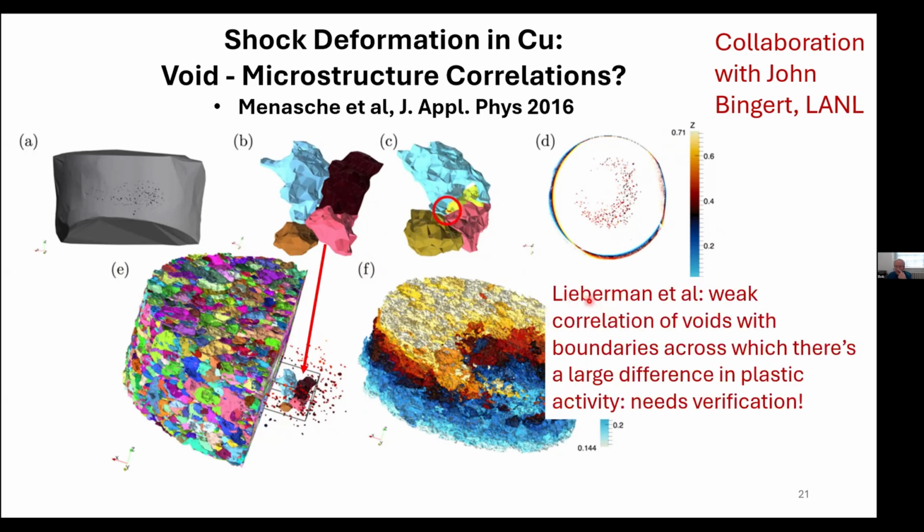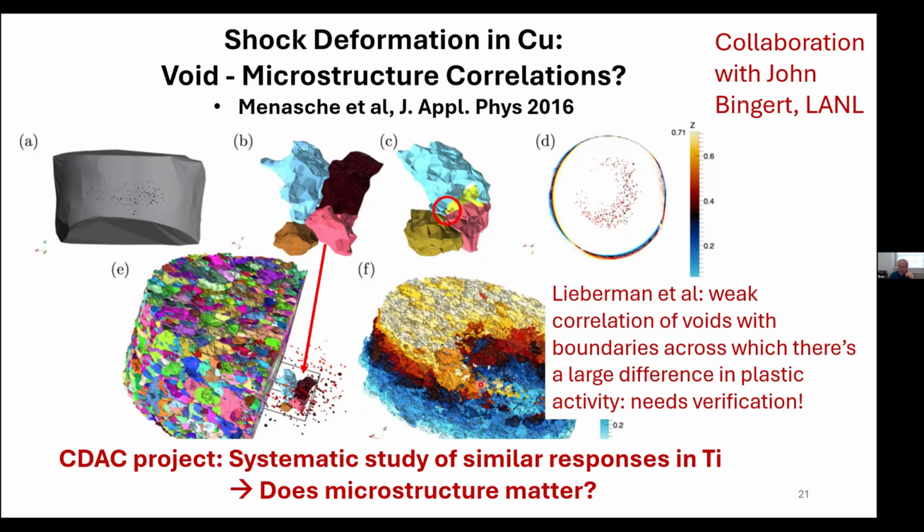And further work by Tony's student Lieberman searched for correlations with the microstructure, and he managed to find weak correlations between the positions of voids with boundaries where there's a large difference in plastic activity. But as Tony said the other day, this needs validation.